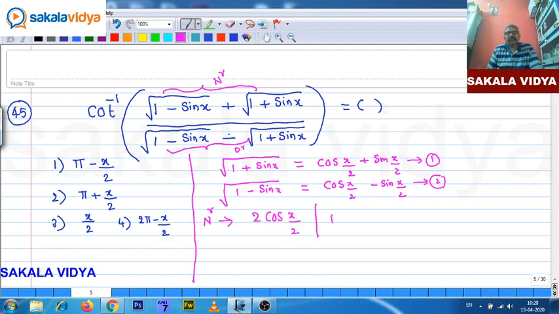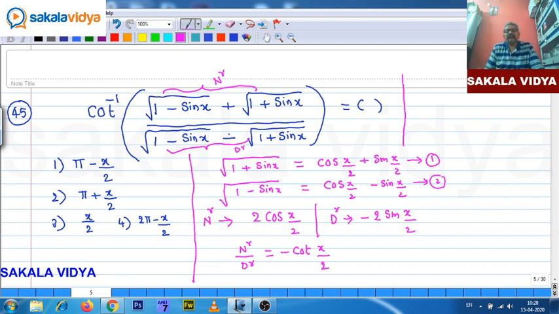Now for the denominator, we subtract 2 from 1. If you subtract, what do you get now? Here minus 2 sin x by 2. So now the numerator by denominator is equal to, 2 gets cancelled, minus cot x by 2.